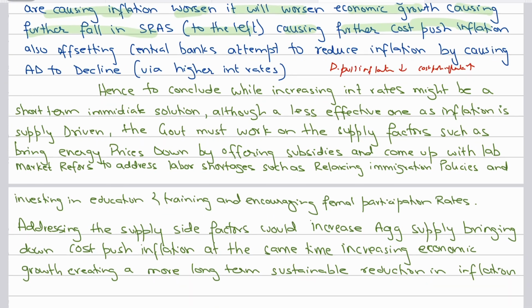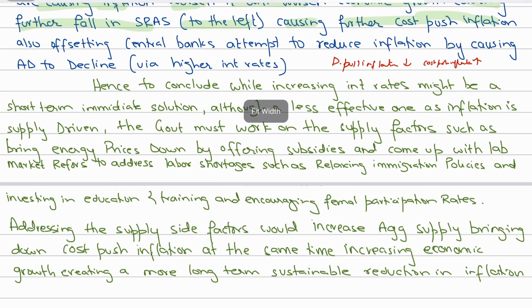And then you could conclude by saying that, hence, while increasing interest rates might be a short-term immediate solution, it's a less effective one, and again, don't just say less effective, mention why it is less effective. As inflation is supply driven, the government must work on supply factors such as bringing energy prices down by offering subsidies, and come up with labor market reforms to address the labor shortages through investing in education and training and encouraging female participation rates. That's how you address the supply side factors in the economy that are causing cost push inflation.